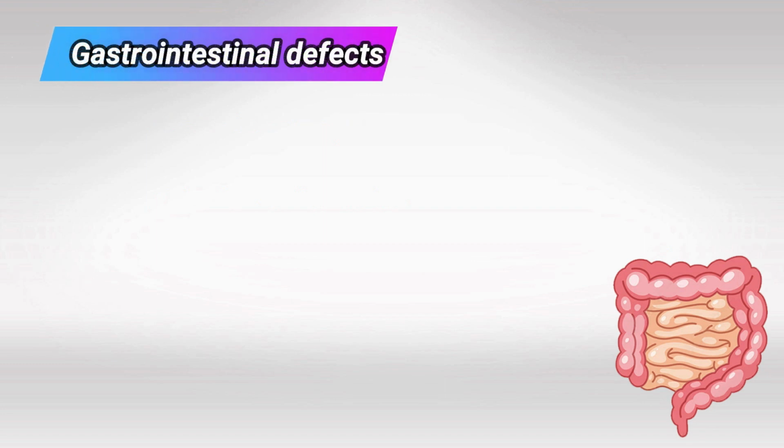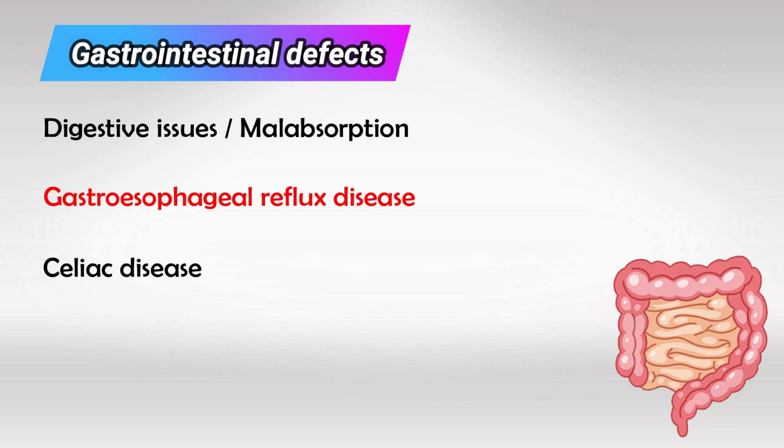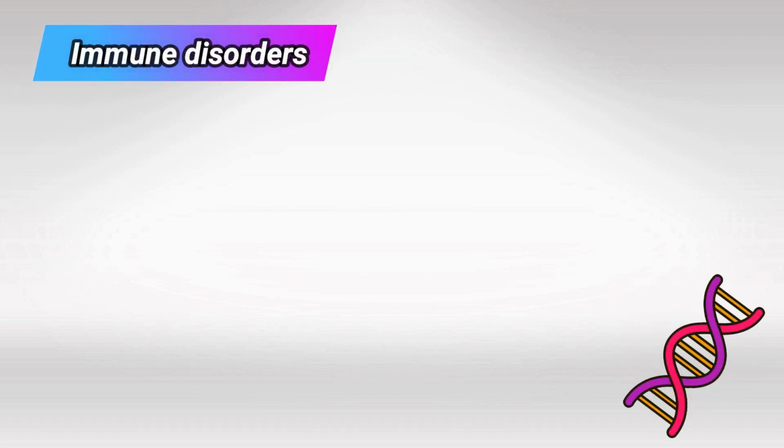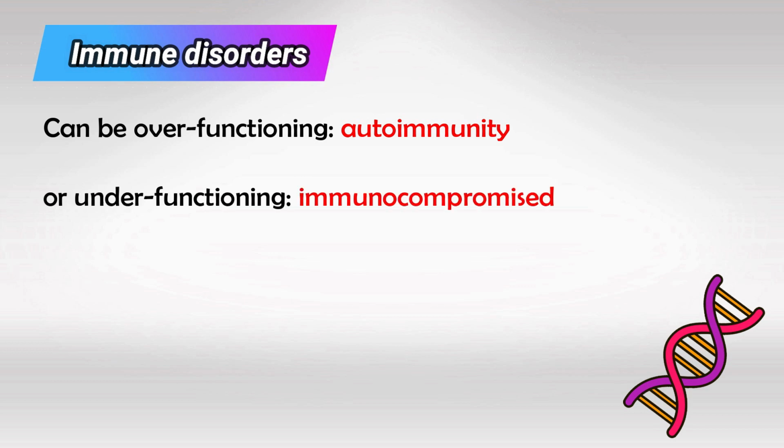The second type is gastrointestinal defects. These complications range all the way from digestive problems to gastroesophageal reflux and celiac disease. Next, we have immunological disorders, and these patients are more likely to have either overfunctioning immunity, developing an autoimmune disorder, or underfunctioning, developing many infections.